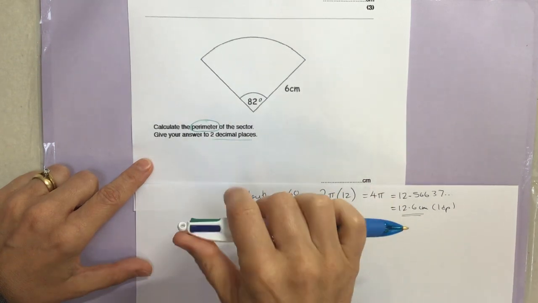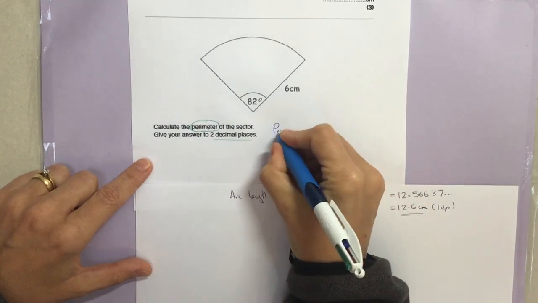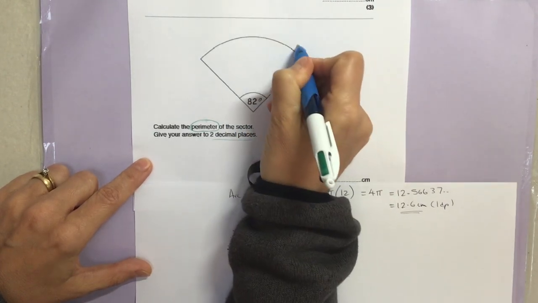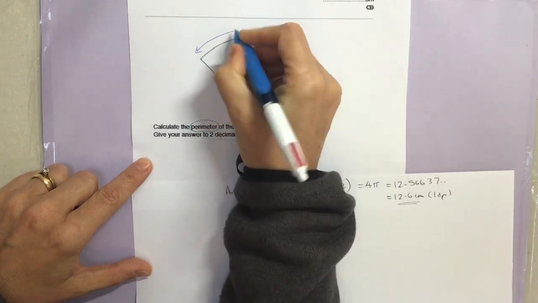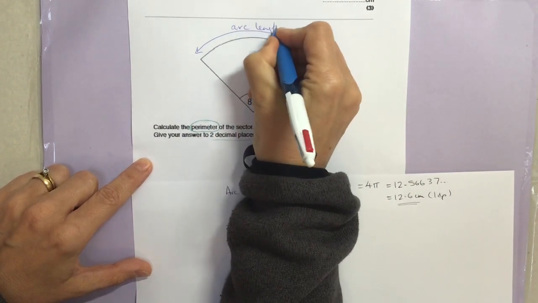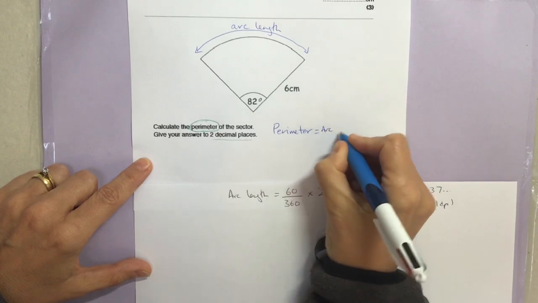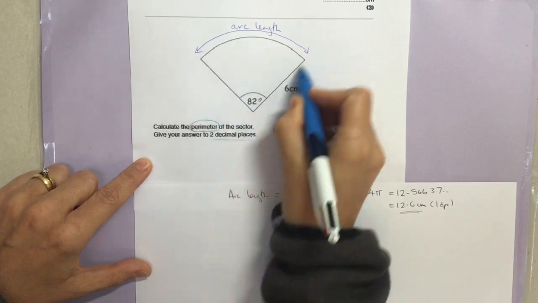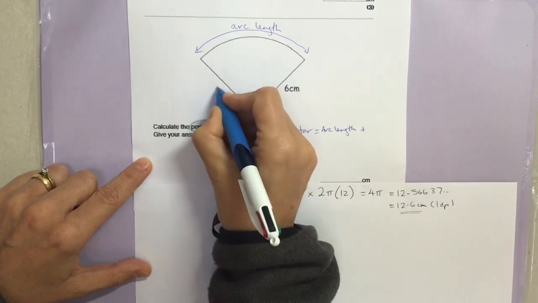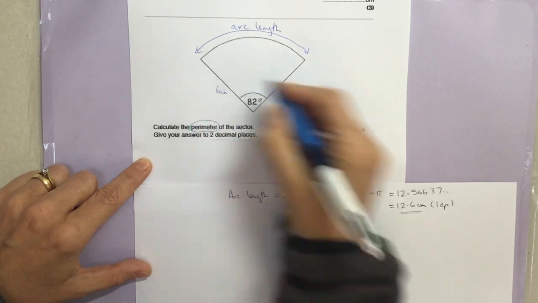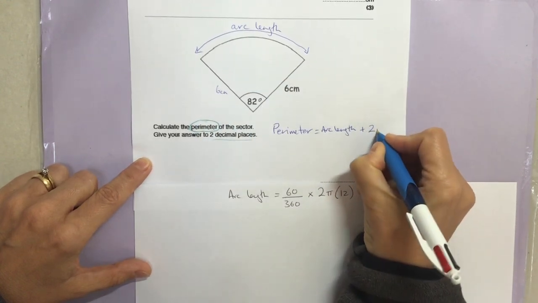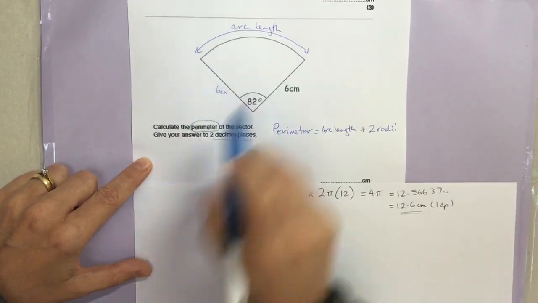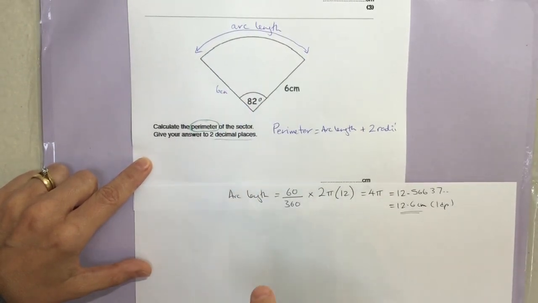The perimeter here is going to be this arc length. So it's going to be my arc length plus these 2 distances. And these are both radii. So the radius is 6. So this must be 6 as well. So it's going to be plus my 2 radii. Okay, so plus this. So this arc length plus 6 plus another 6. Okay, so let's actually work through this then.